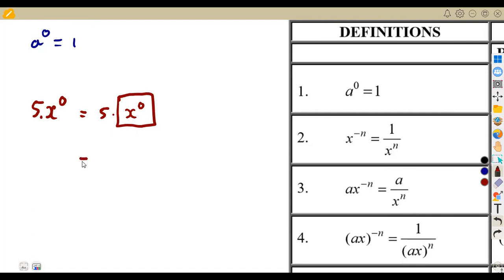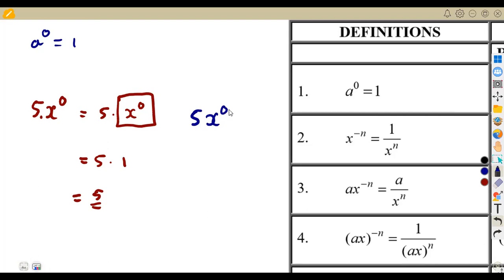So now we can properly see the separation of this. So it's going to be 5 times 1. And if we multiply 5 times 1, what are we going to get? We are going to get a 5. So you have to be careful when it is like that. It's different from this. Do not get confused again on this one.